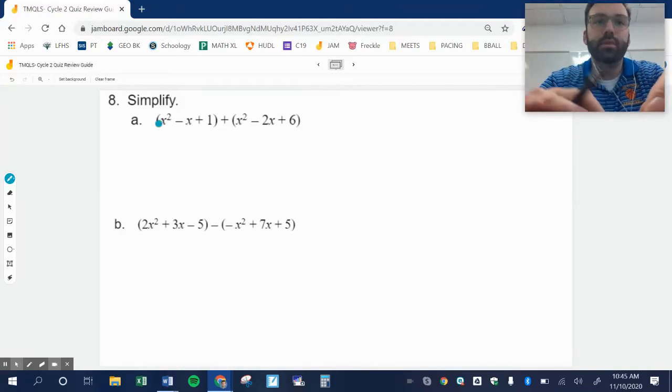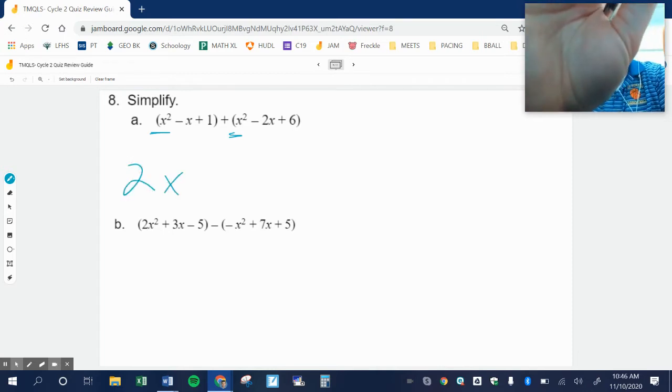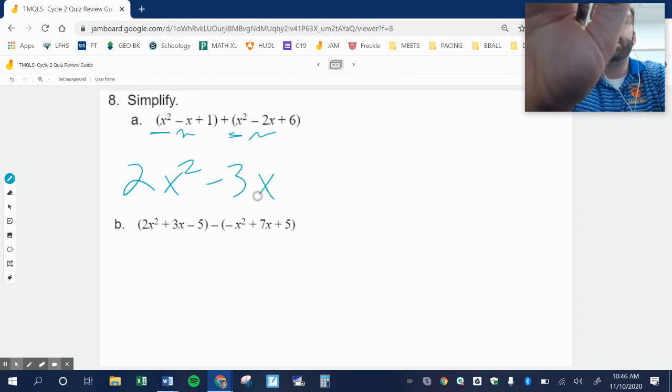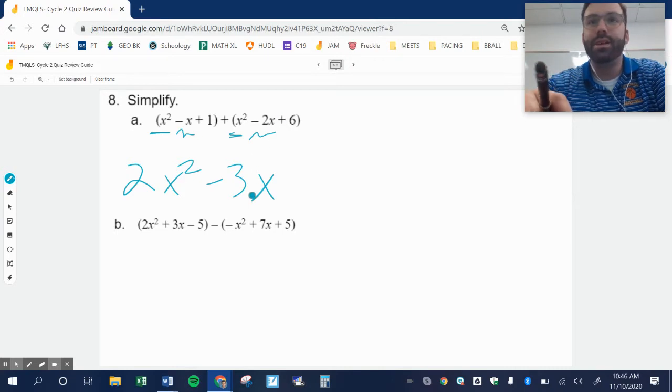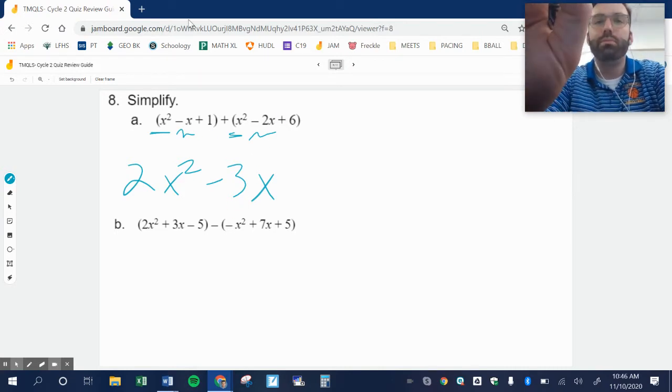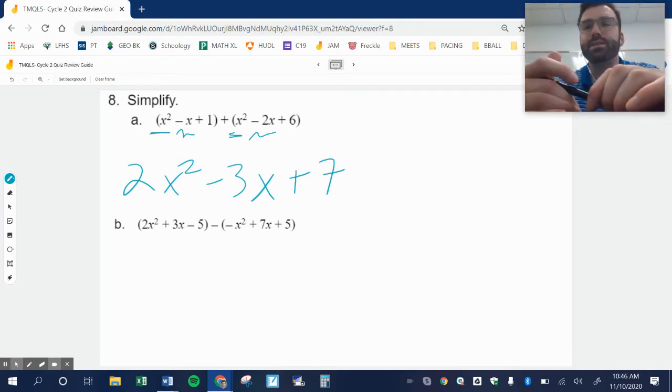All right, last one. With these two, I'm just going to combine my like terms, because if this is addition, then I don't really have to worry about the signs. I just go ahead and straight up combine my like terms like this. Negative x squared and negative 2x squared gives me negative 3x squared. Negative x and negative 2x gives me negative 3x, and then 1 plus 6 gives me 7.